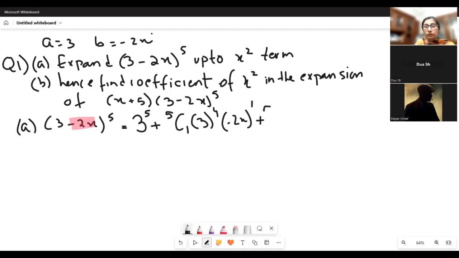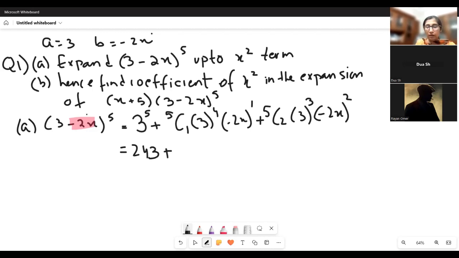And then 5C2, 3 power 5 minus 2, which is 3, and then (-2x) to the power of the bottom value, which is 2. Now this will be the x squared term, so we stop here. We don't have to go any further. So 3 power 5 is 243.